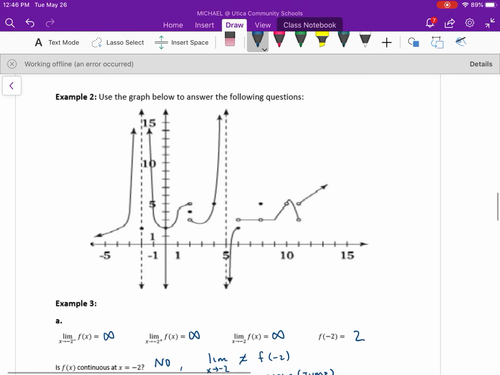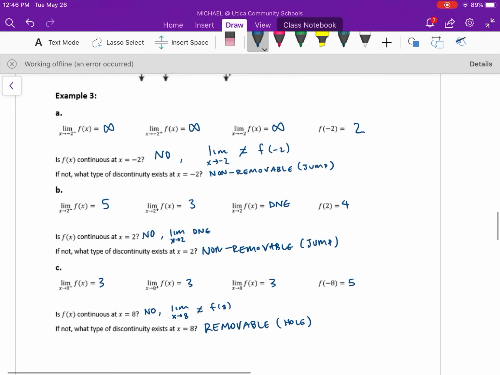All right, this is the graph we're looking at. Here are the answers. Pause your video if you need to check your work.